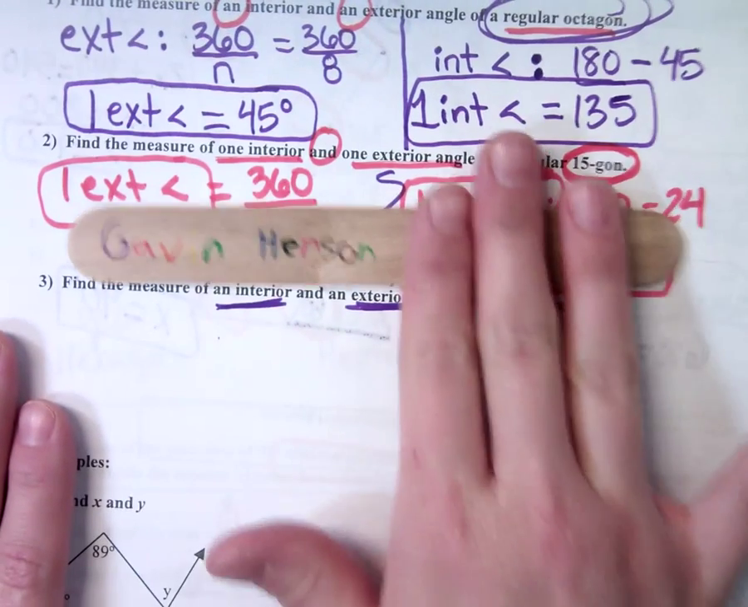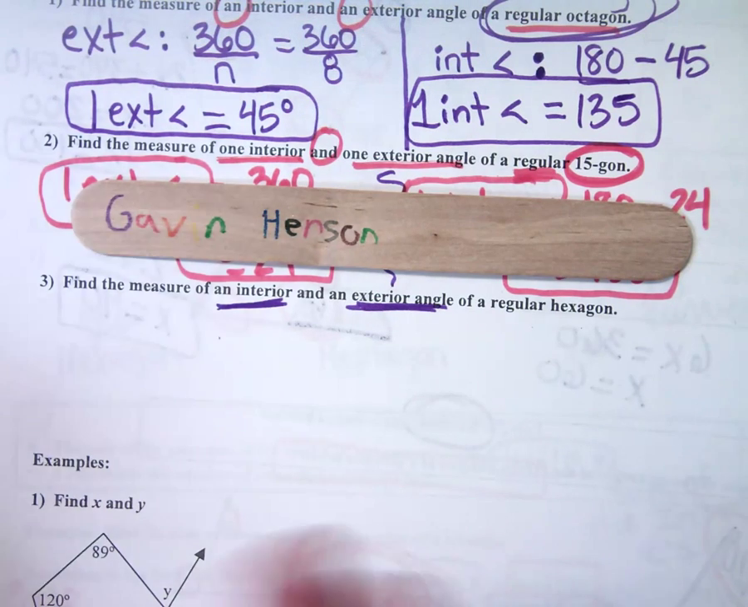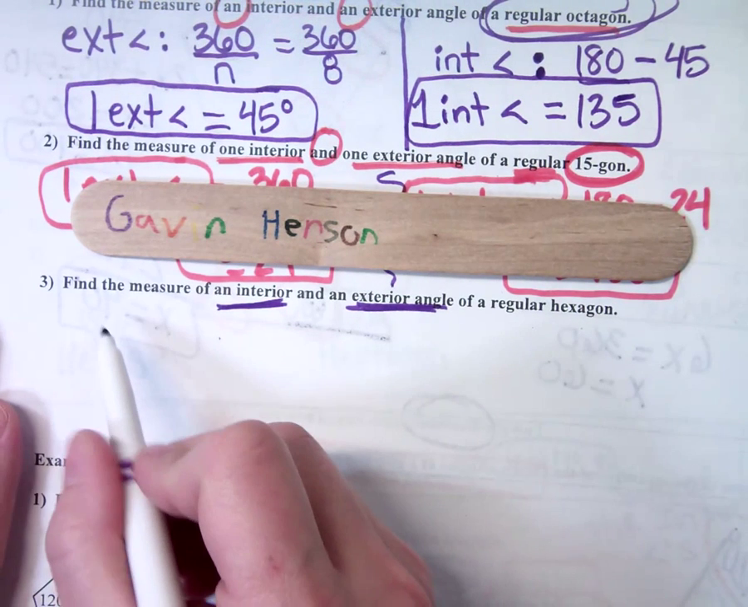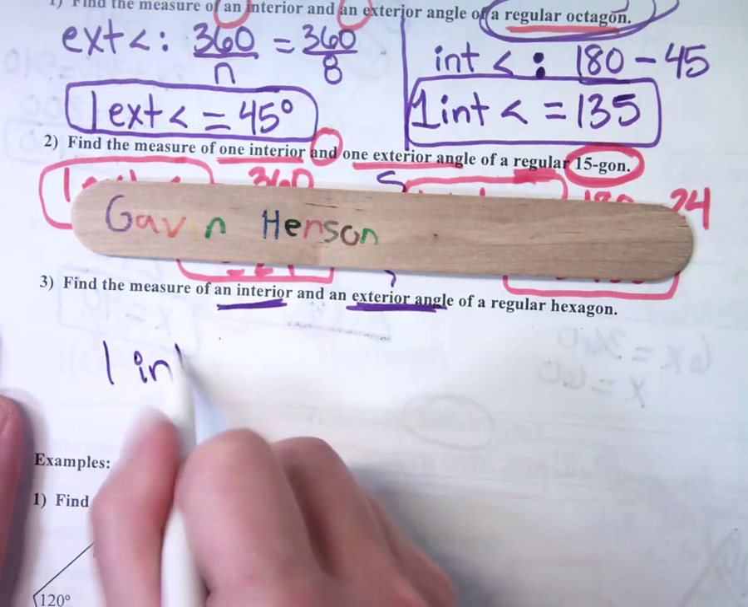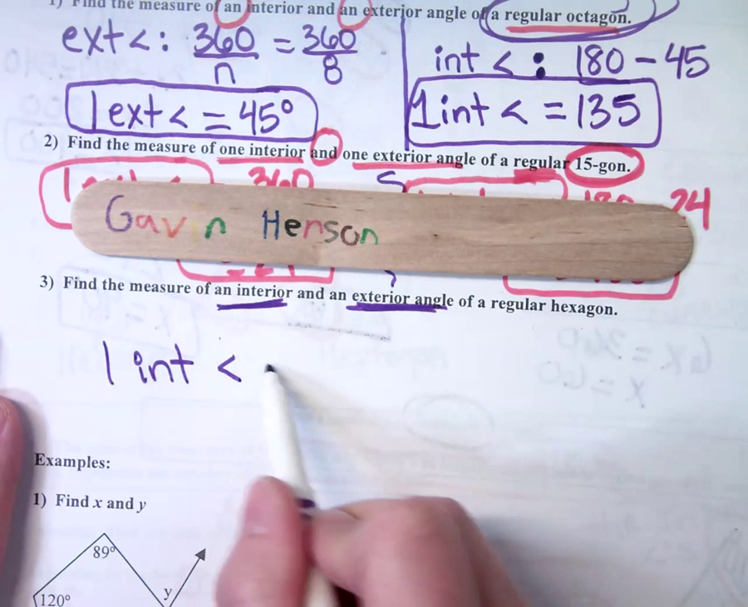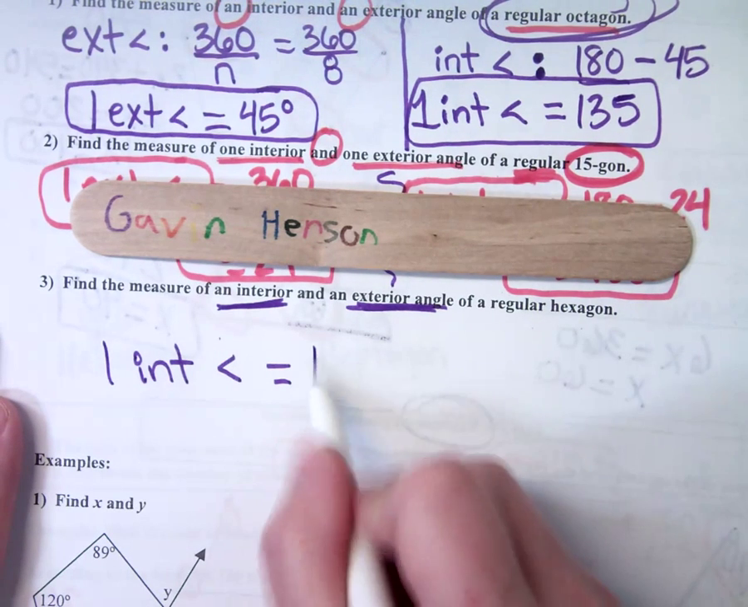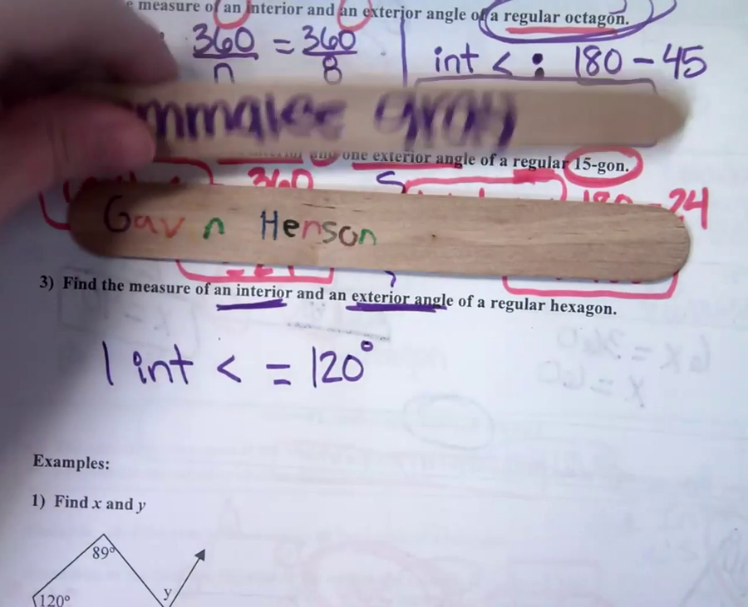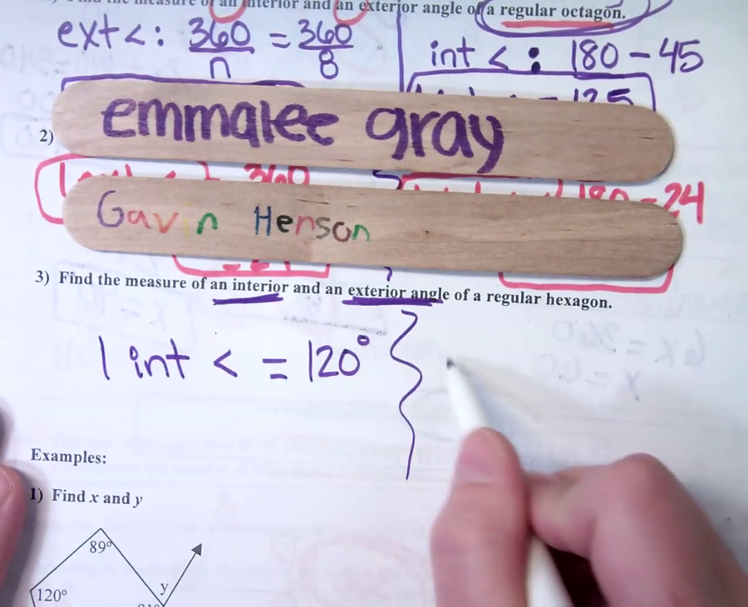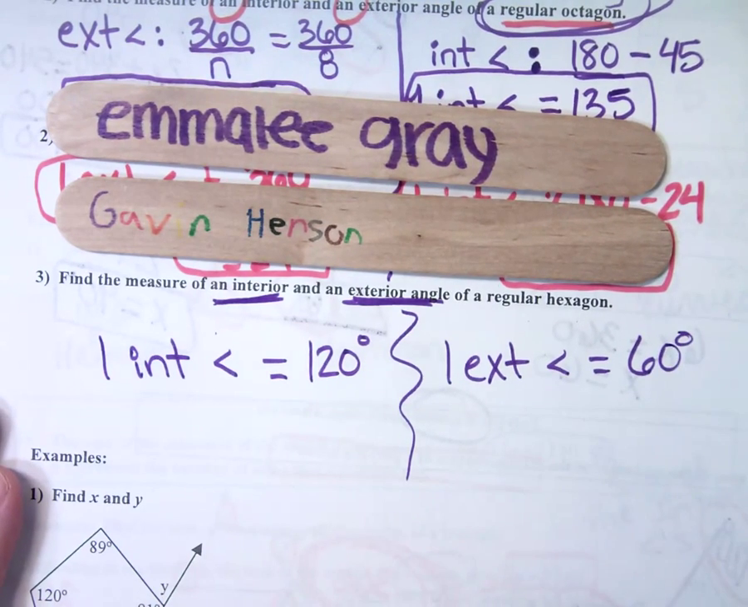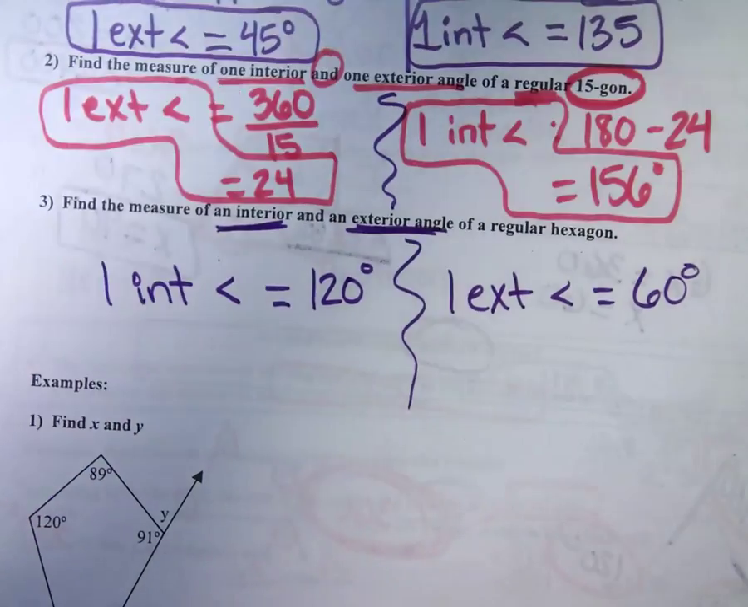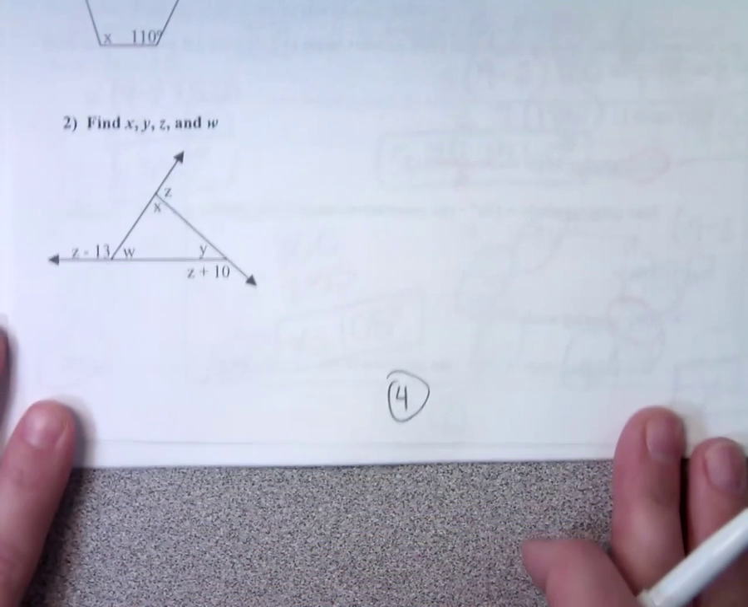Okay, Gavin, you're my first stick. Did you find the interior or the exterior first? You found the interior first? Can everybody listen? Because I'm having a hard time hearing Gavin. What did you find your interior angle to be? 120. Okay, and so then Emily Gray, that leaves the exterior. And what did you find your exterior angle to be? 60. Anybody need me to go over that? Okay, I only want to do one more problem, and then I'm going to let you guys have your assignment and get it done. Okay, moving down to number 2.